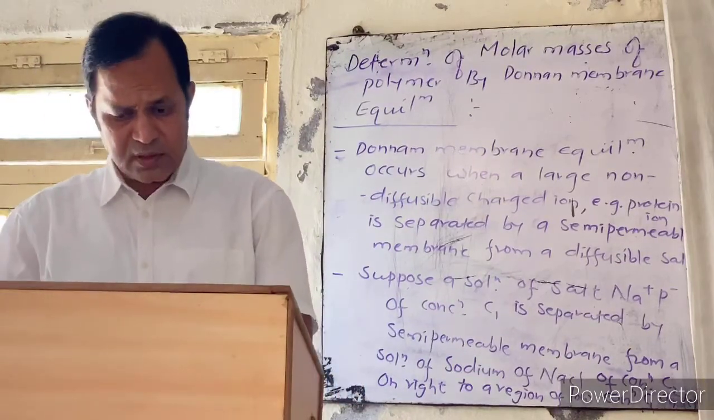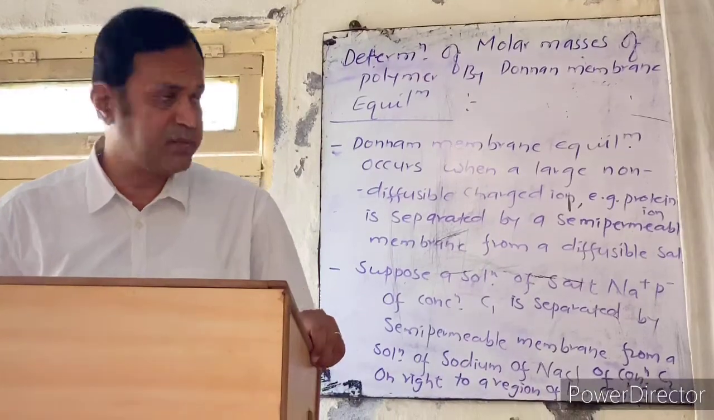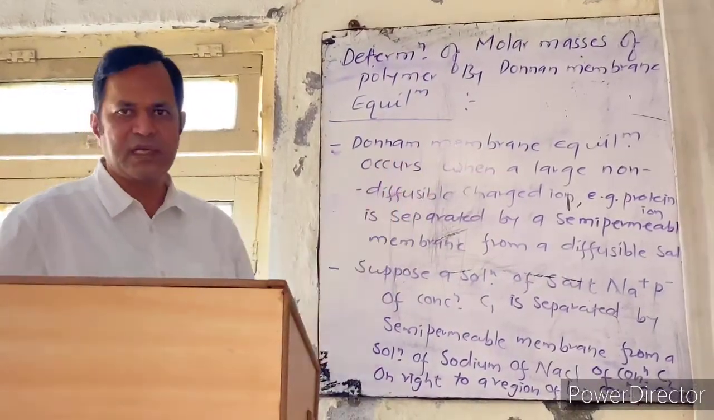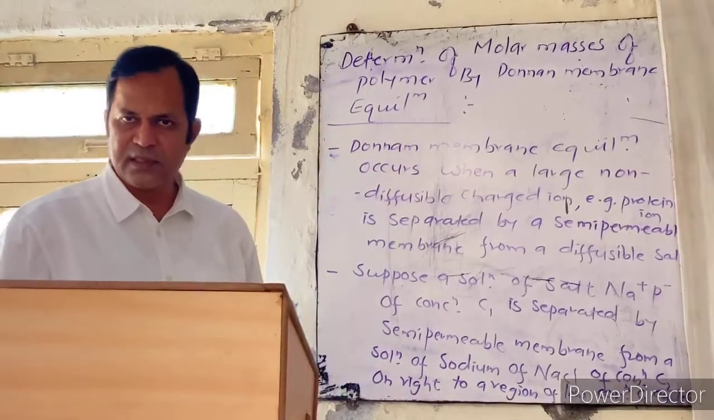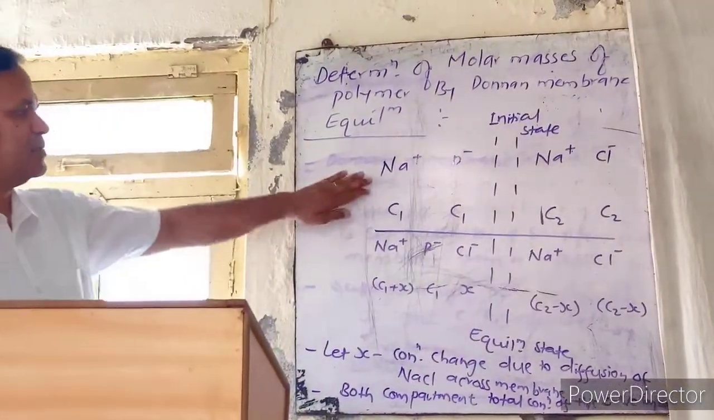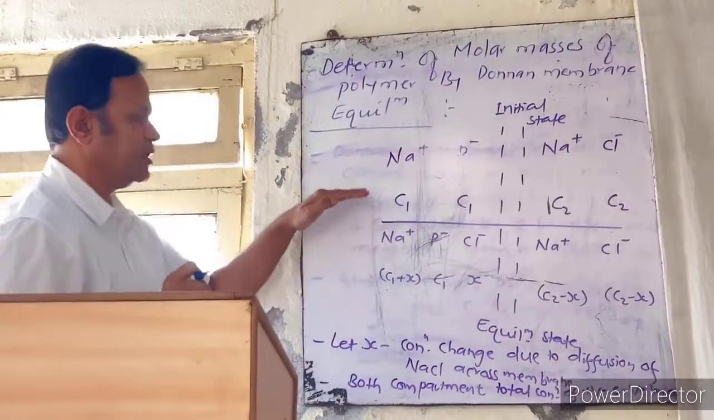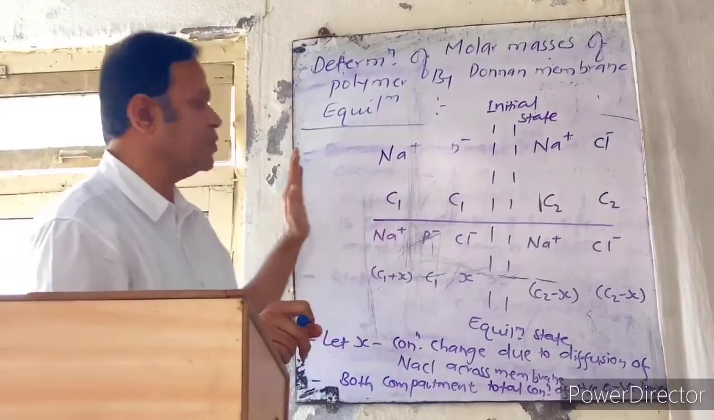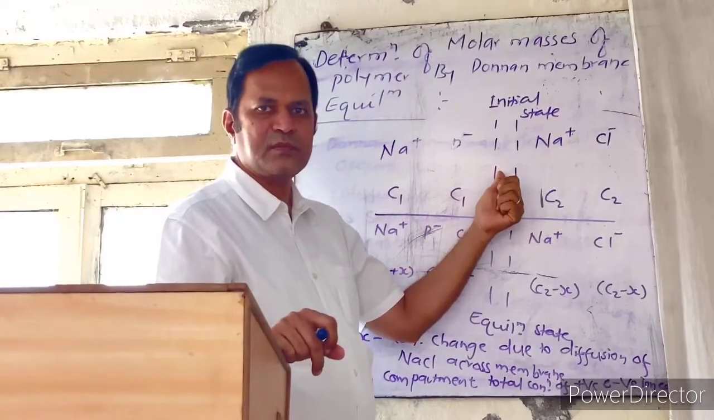Now here, see what happens: the protein ions cannot pass through the membrane. I will draw the diagram. From the diagram it will be very clear that the left hand side is the low concentration region and the right hand side is the high concentration region. From this diagram you can easily get the idea of the left hand side and the right hand side. That is how the non-diffusible salt cannot pass through the semi-permeable membrane.